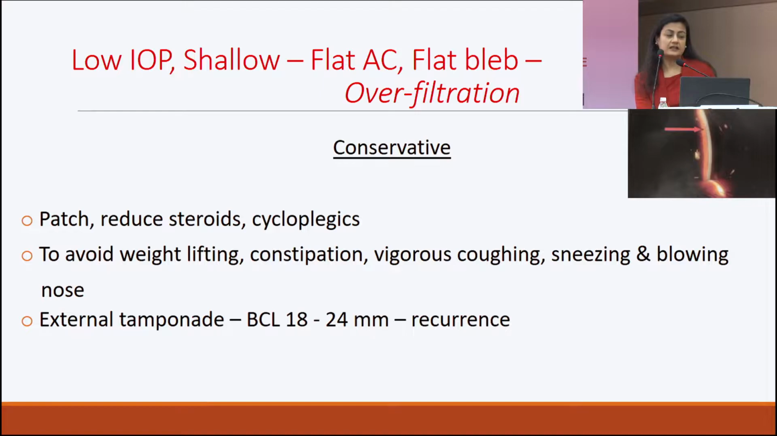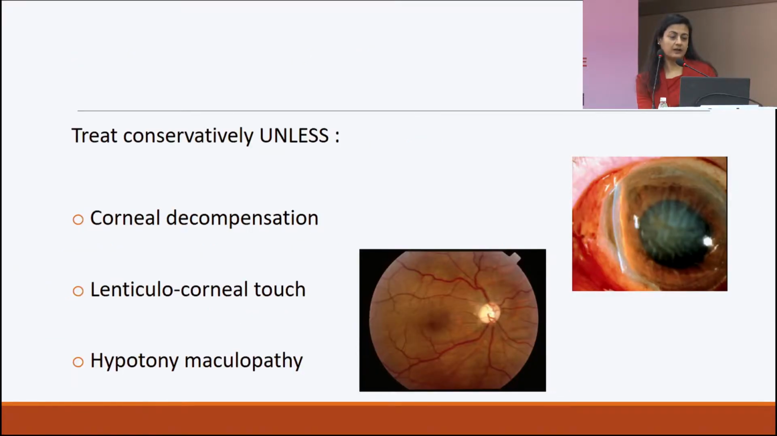The second scenario could be low intraocular pressure with a shallow or flat AC and a flat bleb, which happens because of overfiltration. So again here the conservative management would be the same, that is patch, reduce the steroids, cycloplegics, ask the patient to avoid any kind of strenuous activities which can actually increase the amount of filtration, and BCL if possible and required.